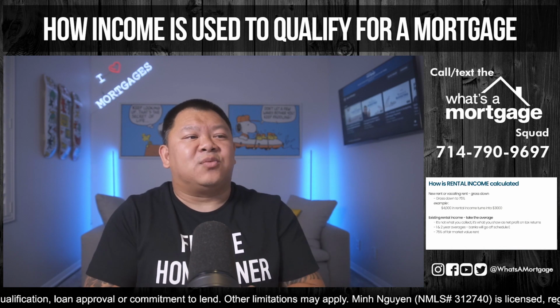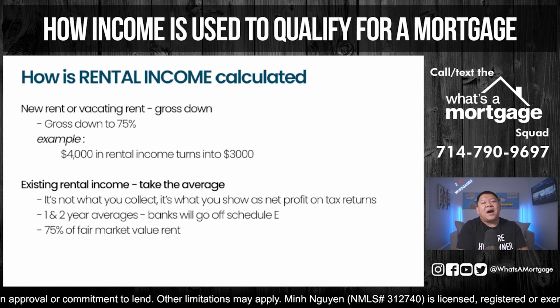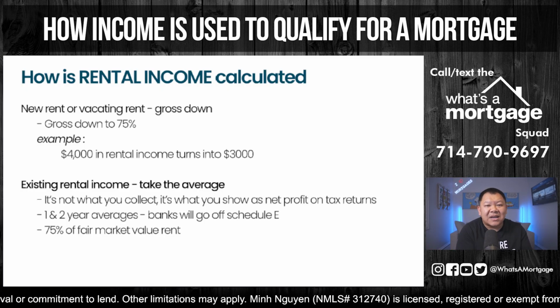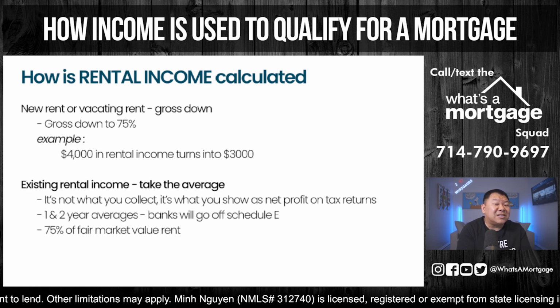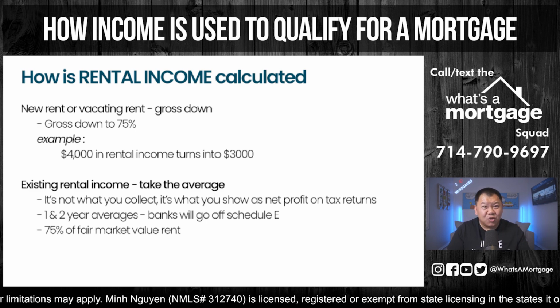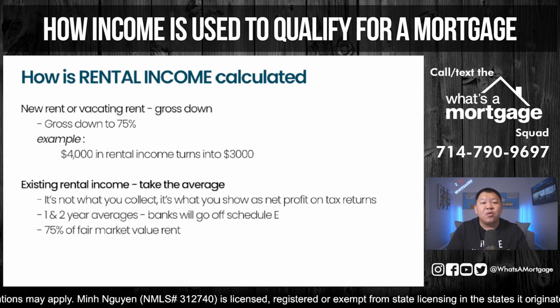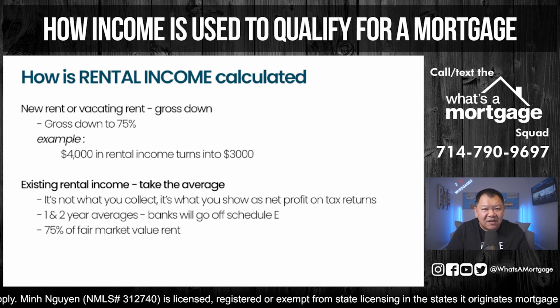So now that we talked about fixed income, let's talk about rental income. Remember, there's new rentals and vacating rent, right? If you're buying your first rental property, you can use 75% of the gross rent. If you are vacating a property, you can use 75% of the gross rent. So if you will be receiving $4,000 a month, you can use $3,000 a month to help you qualify, 75%.